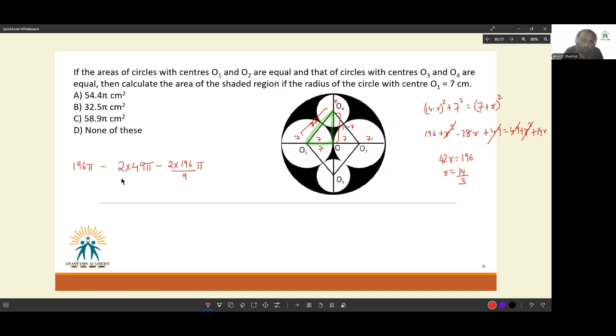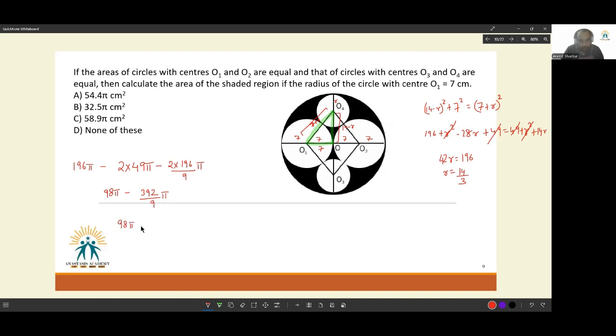Now, the first two will give me 98 pi minus 2 into 196, which will be 392. 392 by 9 pi. Now 392 by 9, how much will this be? It is leaving a remainder of 5 with 9. So let me add 4 to it. 396 should be divisible by 9. 396 is 44. So I'm doing roughly 43 point something.